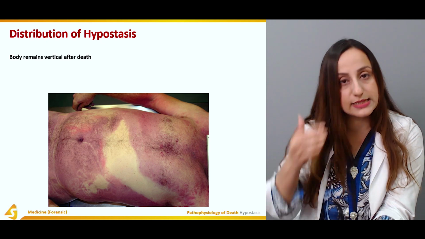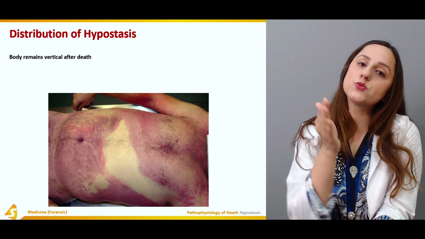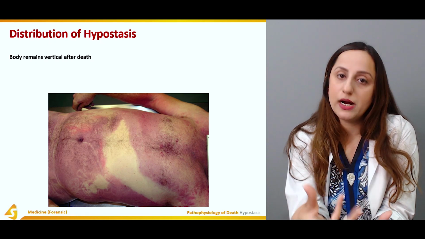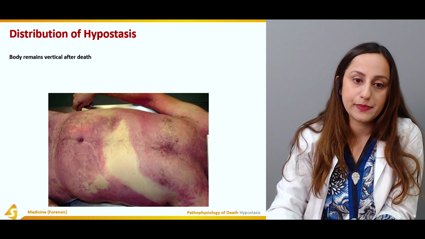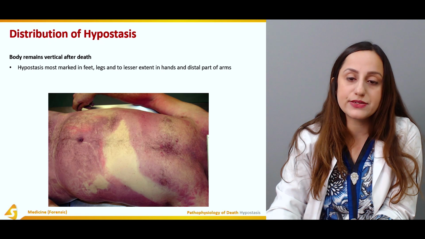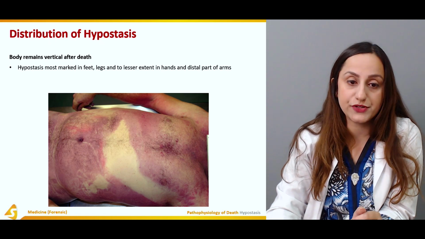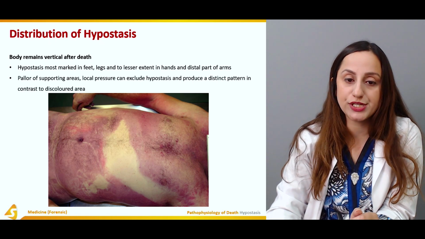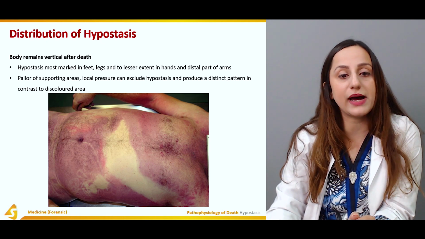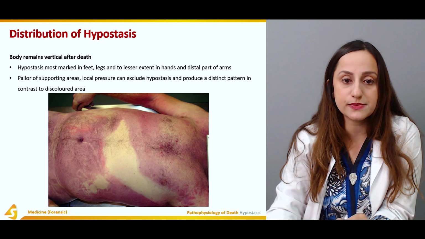The body remains vertical after death. If the body remains vertical after death, the post-mortem lividity usually is found on the lower parts of the body, for example, the legs. The hypostasis is most marked in the feet, the legs, and to a lesser extent on the hands and the distal part of the arms. The pallor of the supporting areas, the local pressure, can exclude hypostasis and produce a distinct pattern in contrast to the discolored areas.